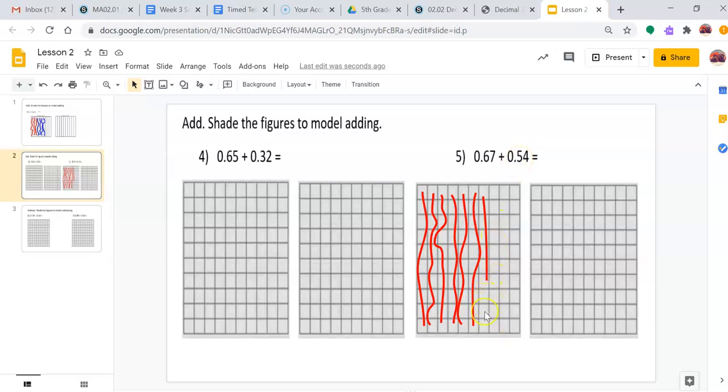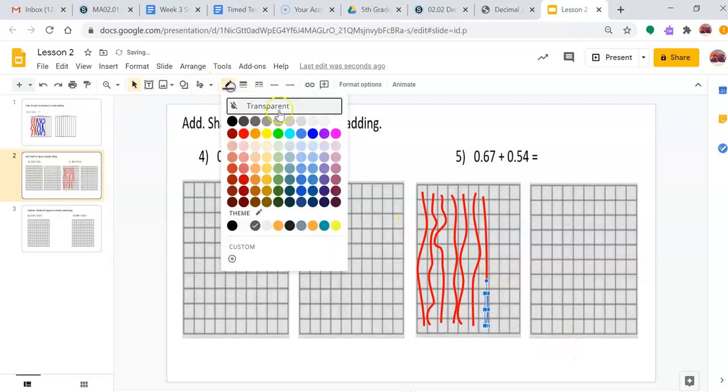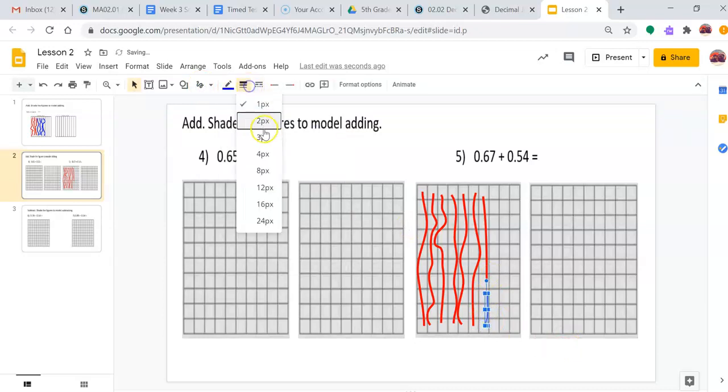If I start here, I don't have 10 like I did before. So we're going to have to count 54 of them, okay? So again, we're going to shade, and I have 1, 2, 3, okay? 1, 2, 3, and we are going to make that a different color, and I'm going to make it thick for you. Okay, so we're at 3. I need to get to 54.